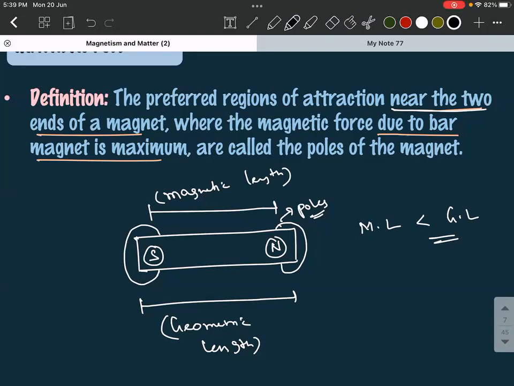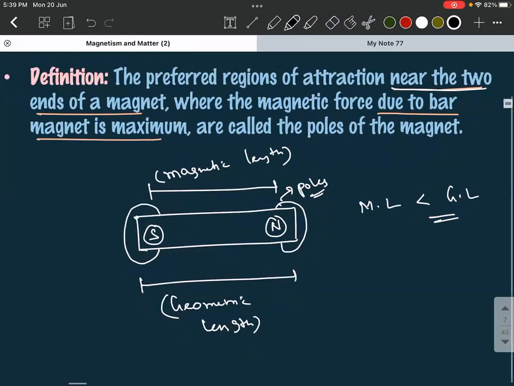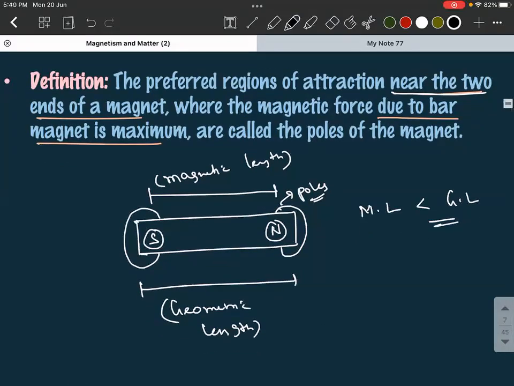Are you done? Sir. Yes, tell me. Sir, this magnetic length varies from each magnet, sir. Yes, it depends on each magnet. The distance of the geometric length also depends on what magnet you're using. It varies from magnet to magnet, right?